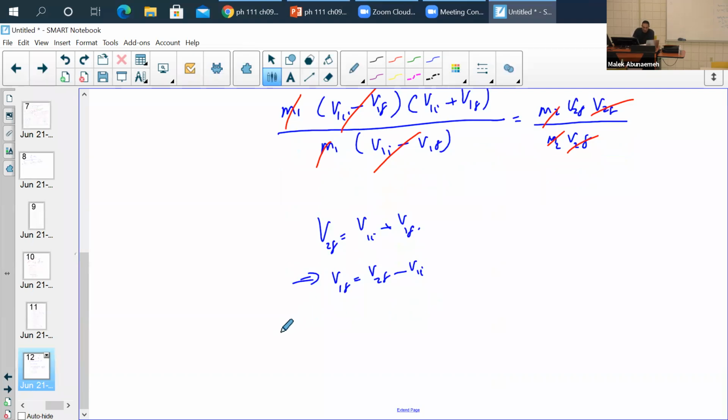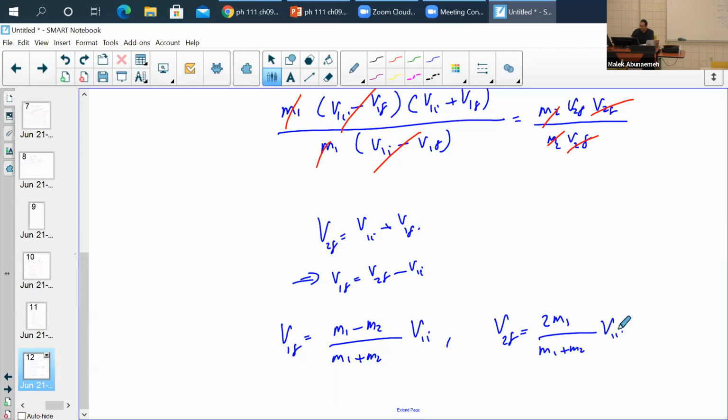And again, solving your algebra, your final velocity for the first particle will be (m1 minus m2) over (m1 plus m2) times v1 initial. Your second one is going to be 2 m1 over (m1 plus m2) times v1 initial. Now again, in this example, we had m2 as stationary.